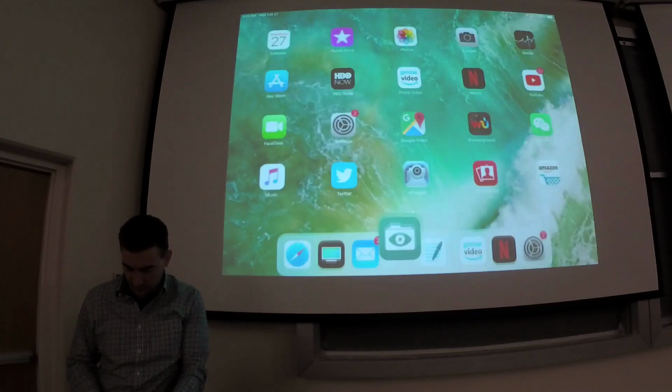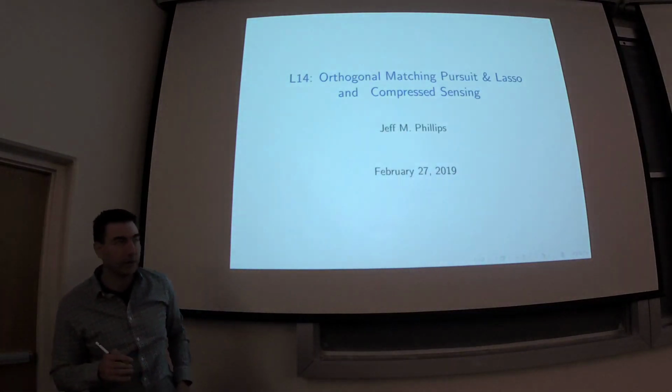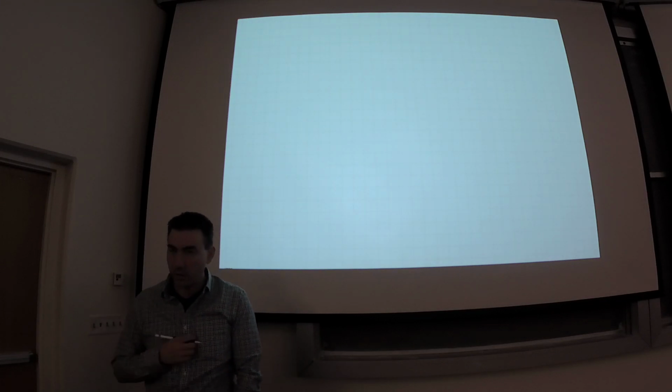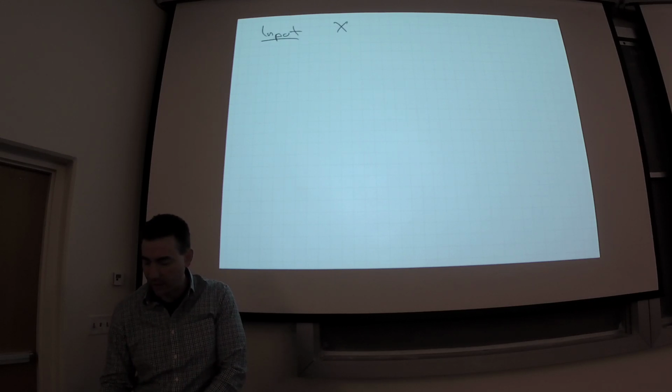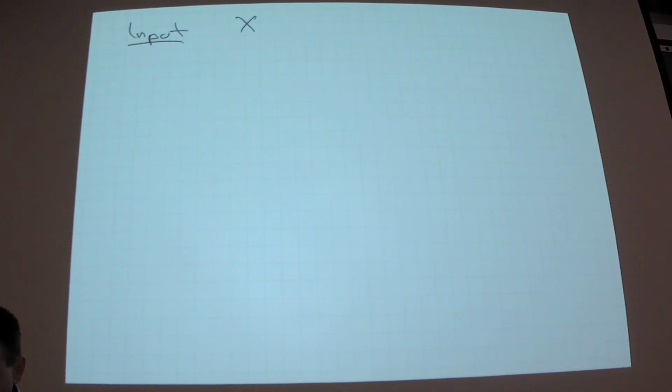So let's see about that. Here we go. Okay. So what we talked about last time is that the input to the problem is going to be a set X, which is going to be a matrix in R^{n x d}. And you also have some sort of signal y in R^n, that you're trying to predict.